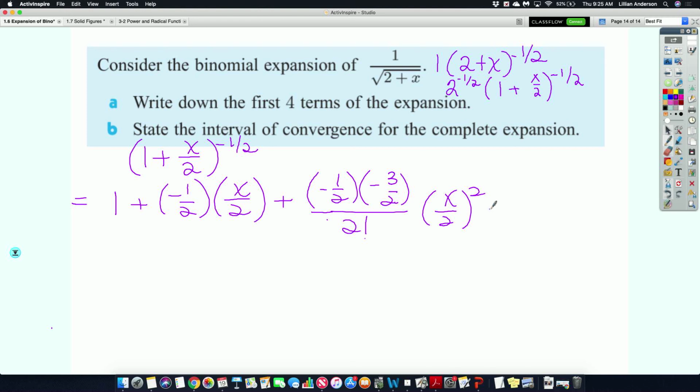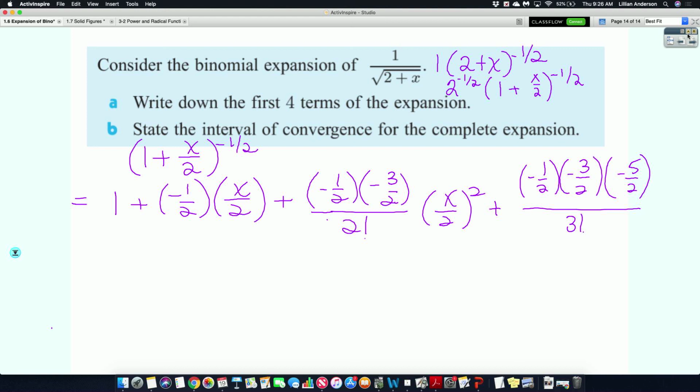So that means I'm going to have to do alpha times alpha minus 1 times alpha minus 2. Negative 5 over 2 all over 3 factorial times x over 2 to the third power. Questions up to here? All I did was plug it into the formula.